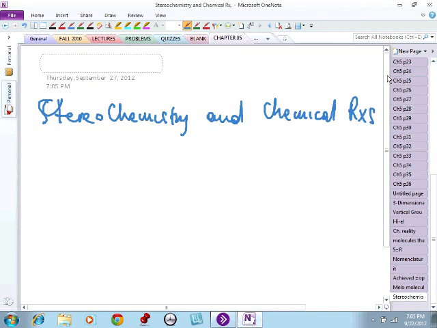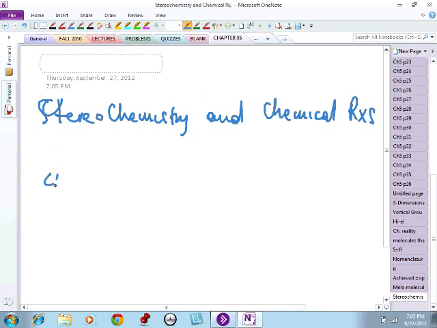Stereochemistry and chemical reactions. Some of the reactions I am going to give you now we will be dealing with much later, but for now I simply want to use this to demonstrate the concept of stereochemistry in relation to chemical reactions.